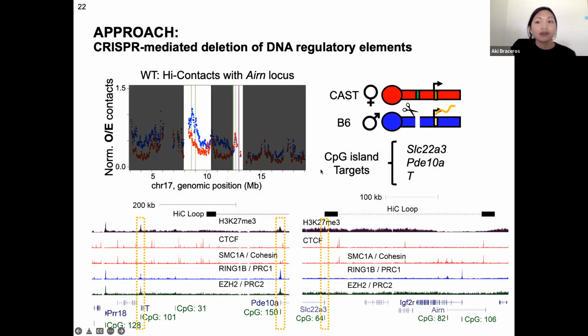So to address our hypothesis, then we used a CRISPR-Cas9 system to delete 3 of these CpG islands, which we'll identify by their corresponding gene names. So we have SLC22A3, PDE10A, as well as T.